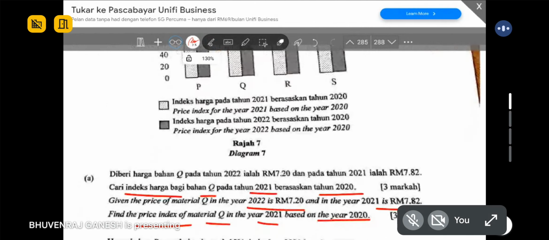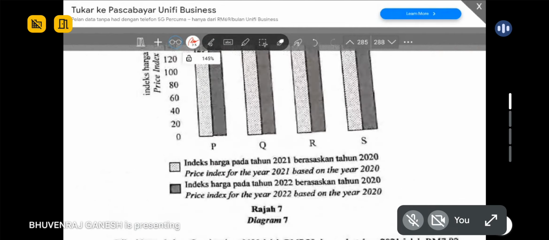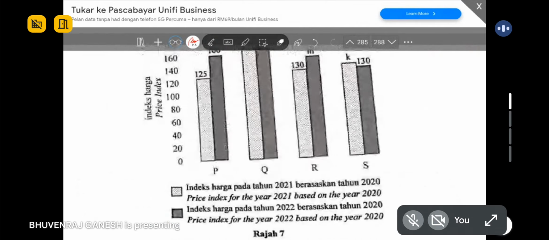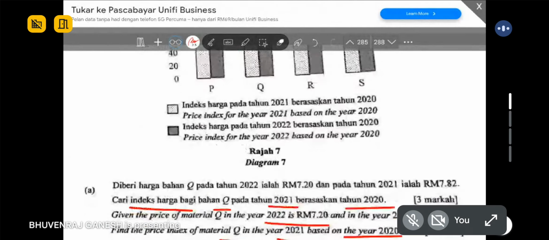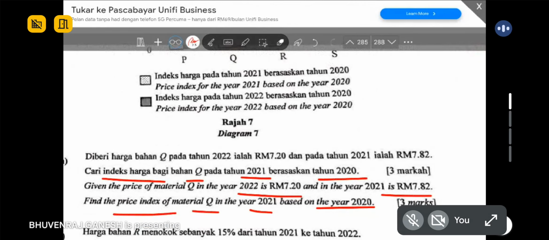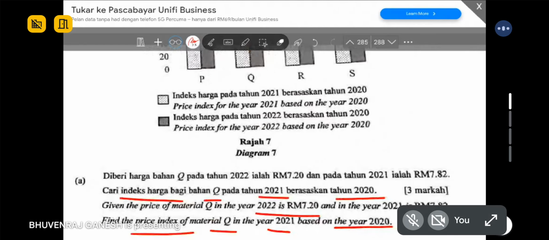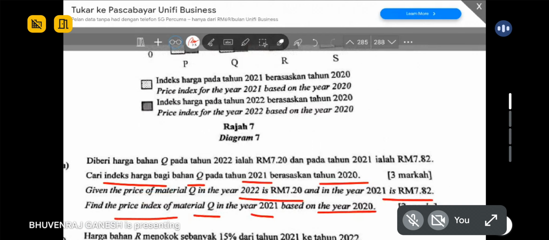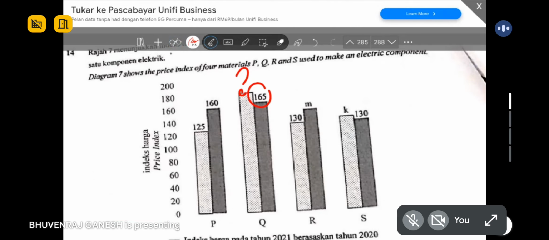Okay. So how? Macam mana? How am I going to solve this? Okay. So you don't have the price for 2020, right, guys? Kamu tak ada nilai dia untuk 2020. So how? Anyone got idea? How to solve this question? Macam mana? Anyone? Come on, think and see how to get the price index. Harga index dia macam mana? 2021 based on 2020. The only information you have is 165 over here.